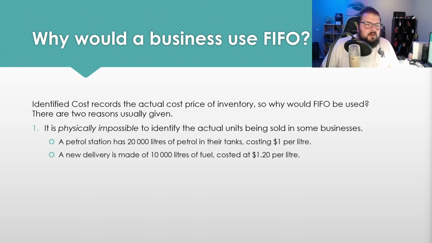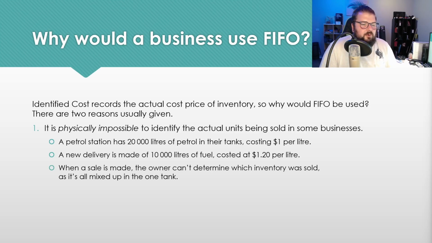For example, let's look at a petrol station. When a petrol station buys fuel, it's all going into the one tank. So if you purchase 20,000 litres at $1, and then you later on purchase 10,000 litres at $1.20, there is no way on earth to tell which bit of fuel is coming out of the pump. So we just assume that we're using up the 20,000 litres of fuel that we purchased first before we move on to the 10,000 litres at $1.20. Okay? So it's for that reason quite often that we use FIFO.